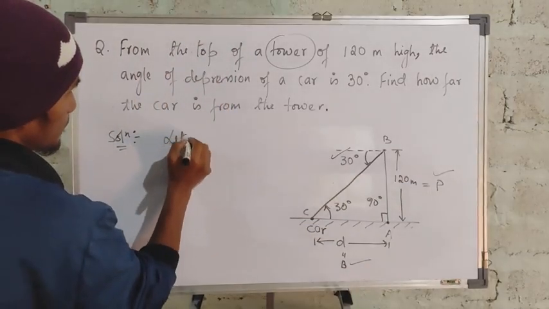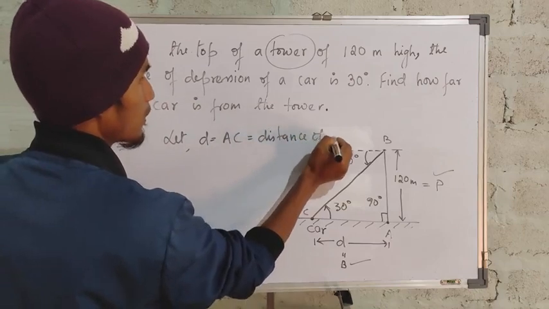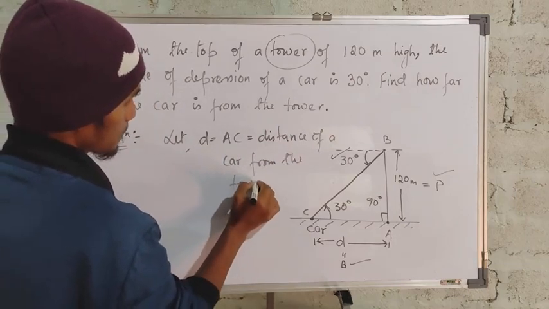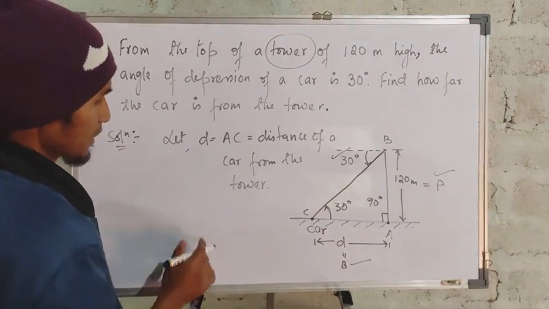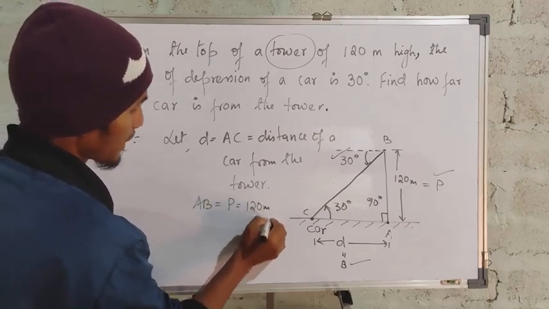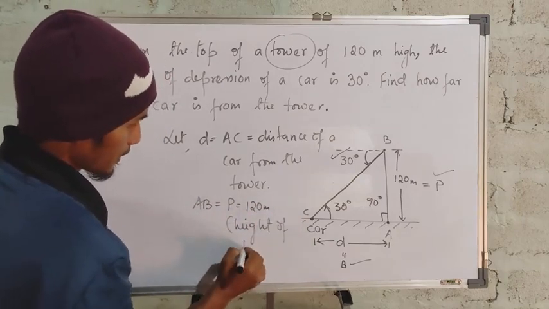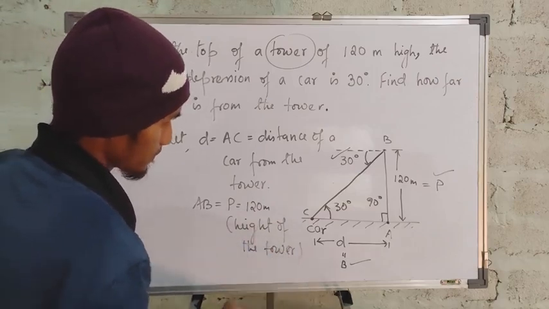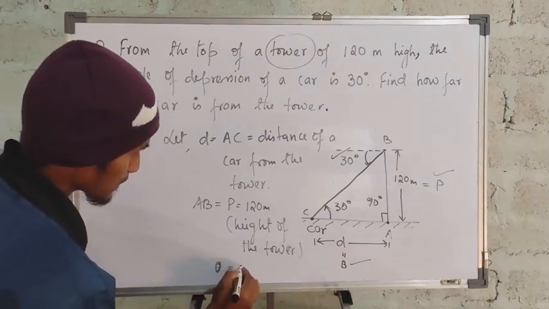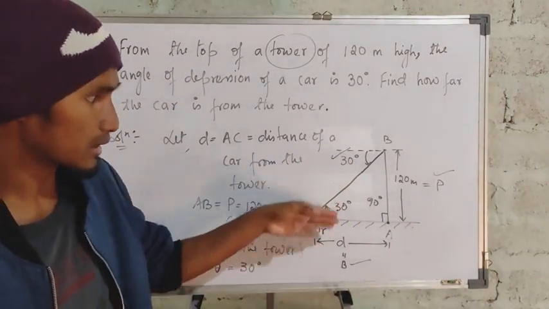Okay. Let D is equal to AC is equal to the distance of a car from the tower. And then AB is equal to the perpendicular, which is 120 meter high. This is the height of the tower. Then the given theta is equal to 30 degree, the angle of depression. And angle of depression and angle of elevation are always equal because alternate angles are equal.